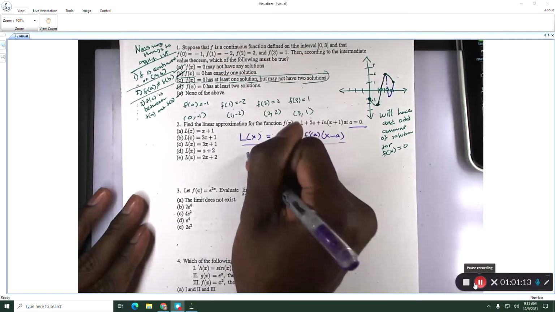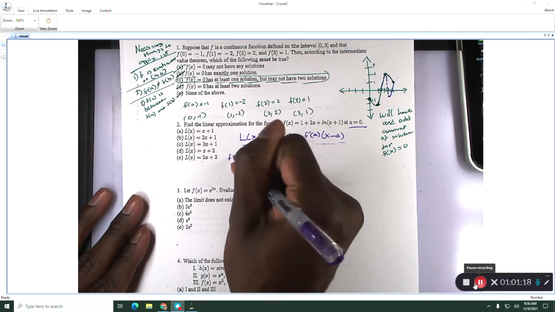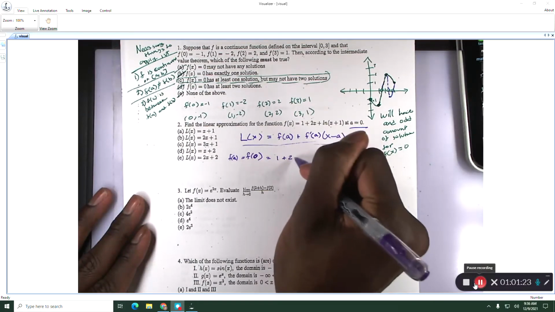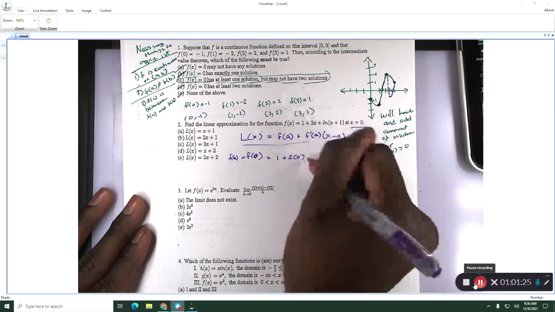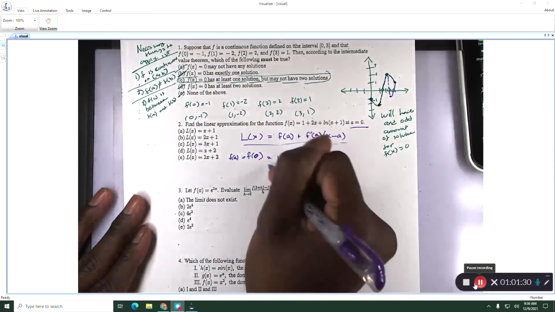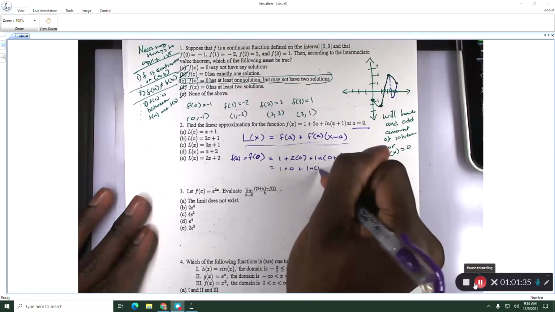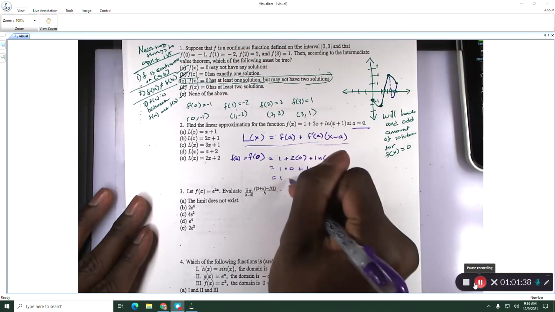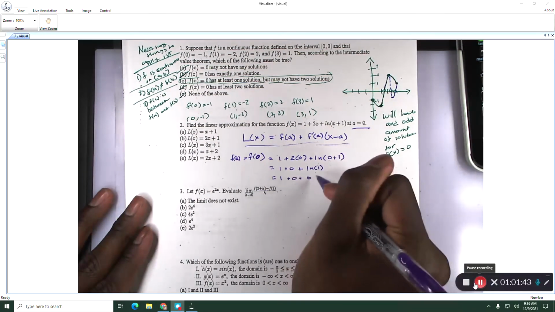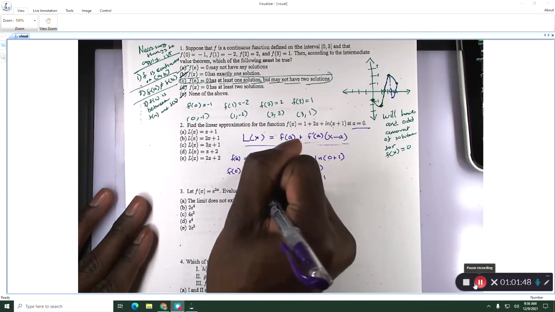Now, we can easily find f of a, right? f of a is just going to be f of 0, which is going to be equal to 1 plus 2 times 0 plus ln of 0 plus 1. That's 1 plus 0 plus ln of 1. Well, ln of 1 is 0, so we end up with 1 plus 0 plus 0. f of 0 is equal to 1.